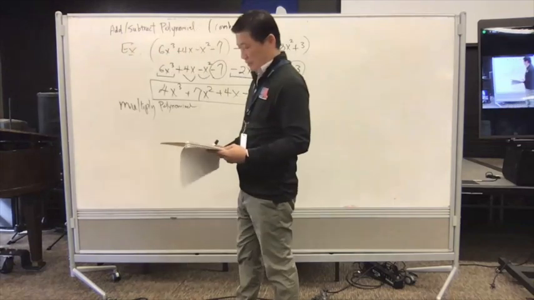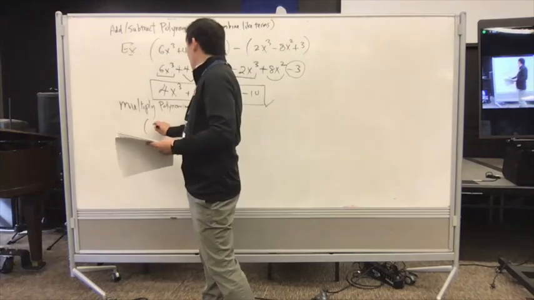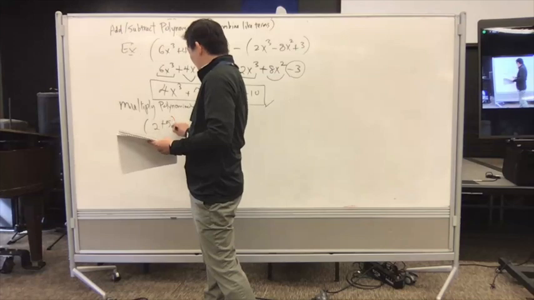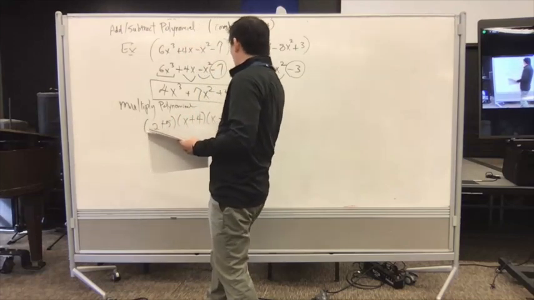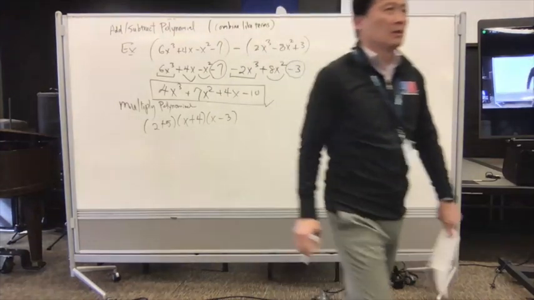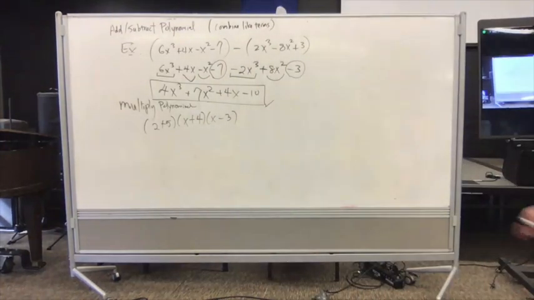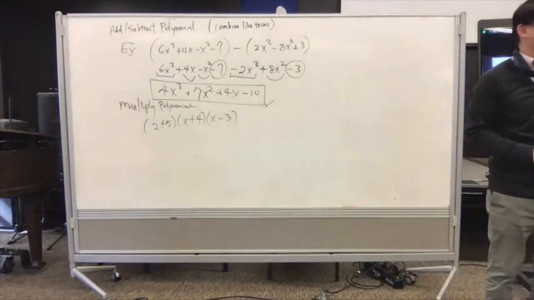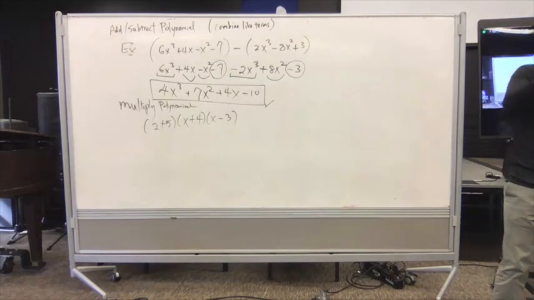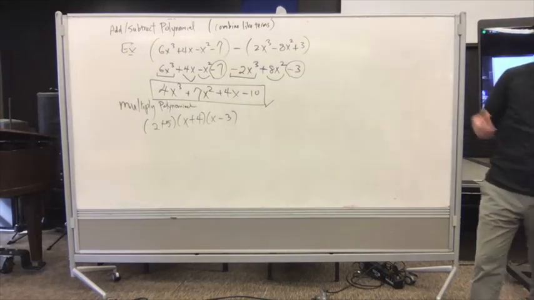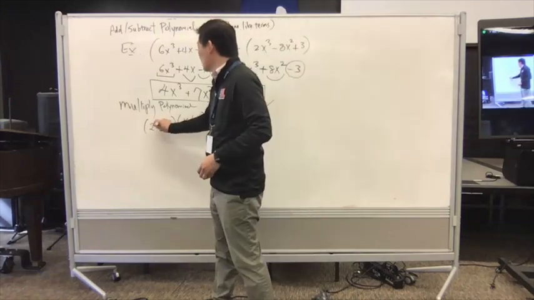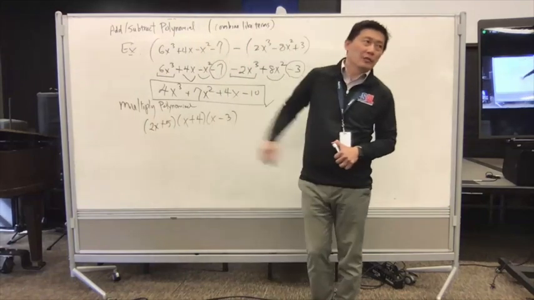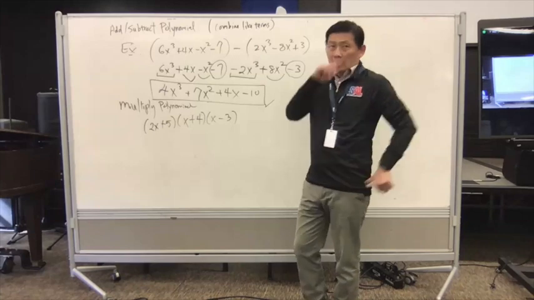Multiply polynomials. Okay, so you have 2x plus 5 times x plus 4 times x minus 3, something like this. Well, this is just multiple FOIL, right? You multiply them out. I'm sorry, this is not 2, this is 2x. I wrote it wrong. 2x plus 5.